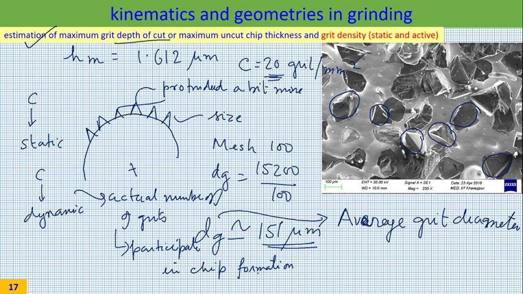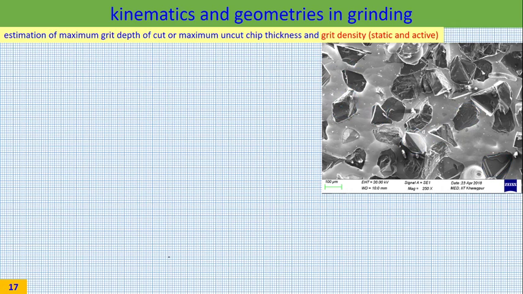So how do I get it? Is it a function of this? Yes. Unfortunately, C dynamic is a function of your process parameters as well. So how do you estimate at least C dynamic? For doing that, there was a very old technique which was proposed. For doing that, I need some space, so I cancel out everything.